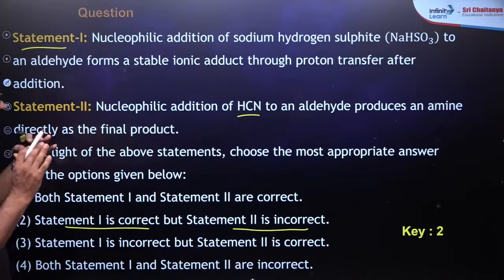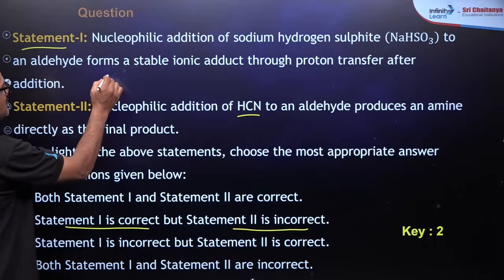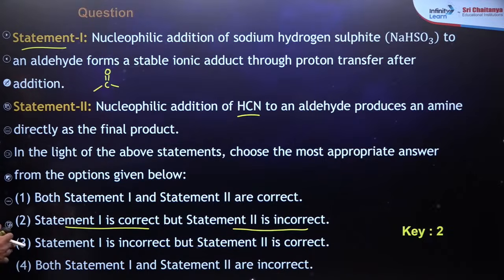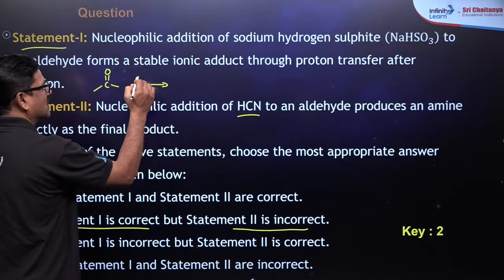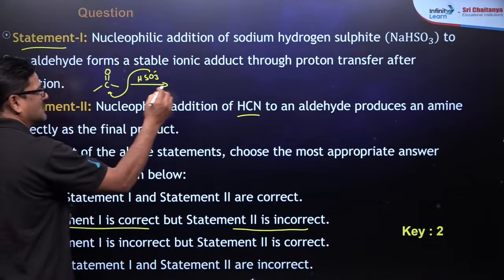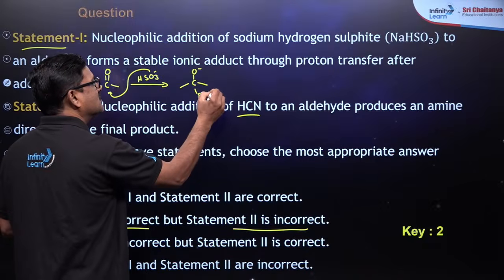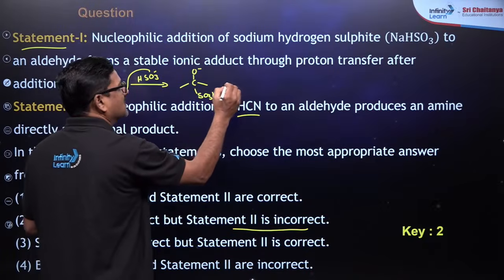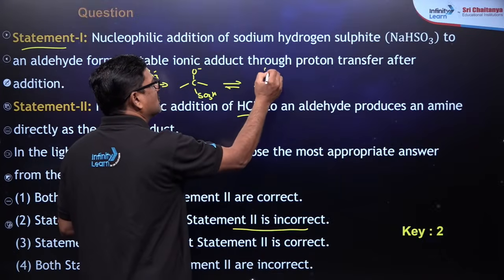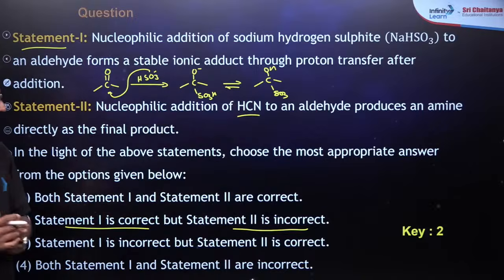Now let us see what is the correct statement here. Nucleophilic addition of sodium hydrogen sulfite. So C double bond O, an aldehyde, forms a stable ionic adduct through proton transfer. The addition takes place. So NaHSO3, HSO3 minus is going to attack, so it is going to be like this, and SO3H is formed. Now the proton transfer takes place, so that it is going to be like this. So SO3. Okay, now this is a correct statement.